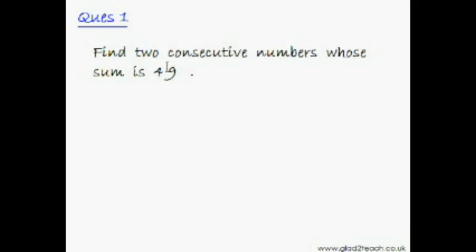Now we are doing word problems based on linear equation. So let's start with a very simple question. Find two consecutive numbers whose sum is 49. Your time starts now. Feel free to pause me, but do give it a try.